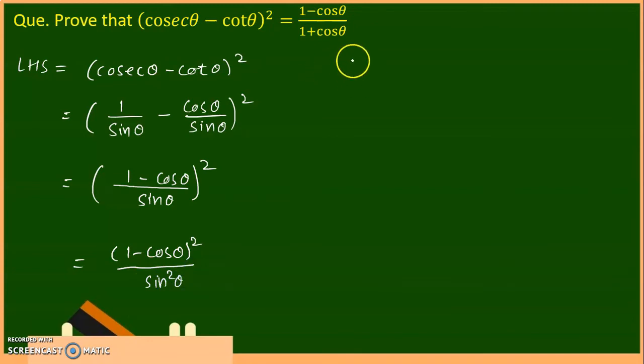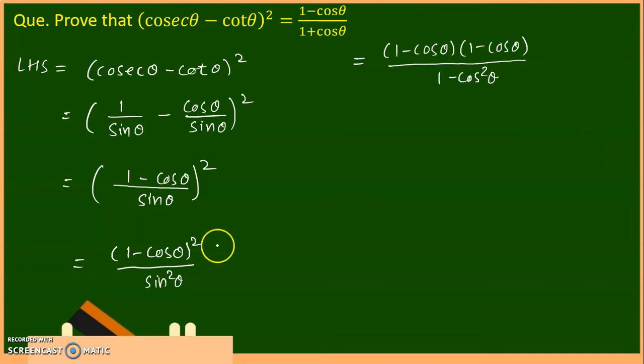Now on further simplification, this (1 minus cos theta) whole square can be written as (1 minus cos theta) multiplied with (1 minus cos theta), and here in the denominator sine square theta can be written as 1 minus cos square theta, because we know the identity sine square theta plus cos square theta equal to 1. So sine square theta will be equal to 1 minus cos square theta.